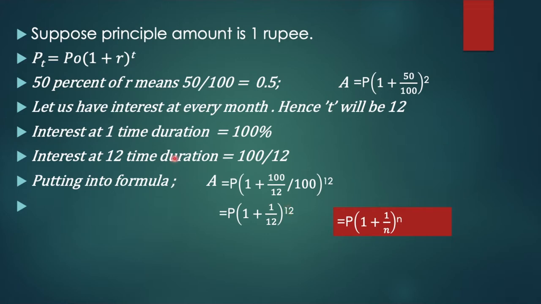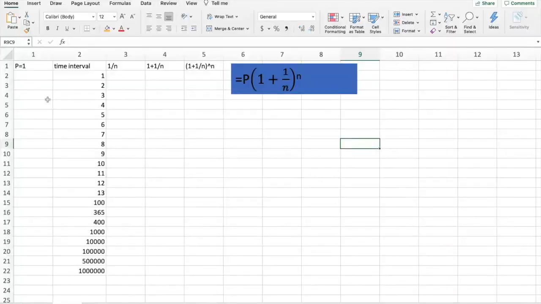Now we have considered here the time duration as 12, is not it? So we can consider any time interval here. So let us consider n time interval, then the formula will be what? P into 1 plus 1 by n to the power n. So let us consider P equal to 1 here in the formula.